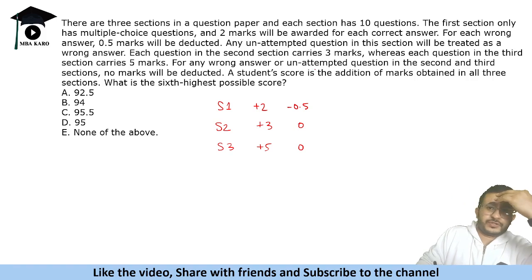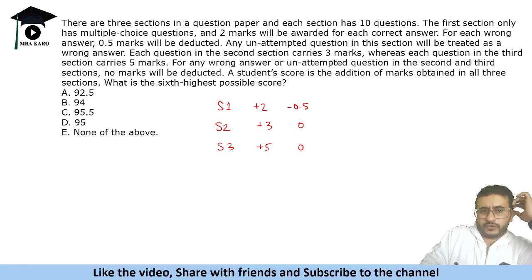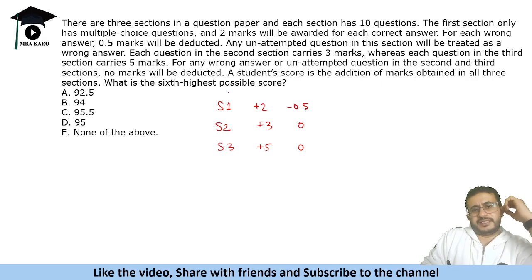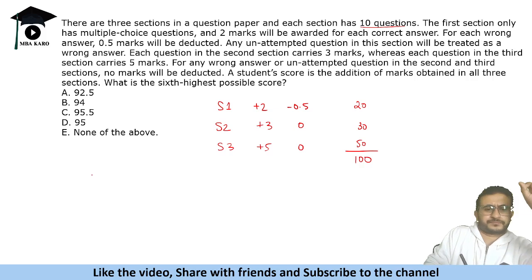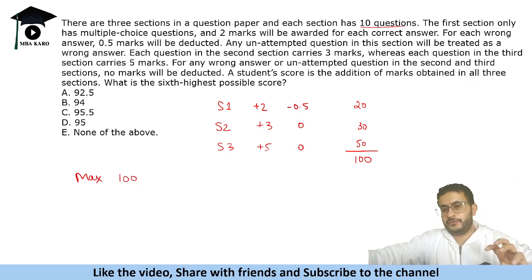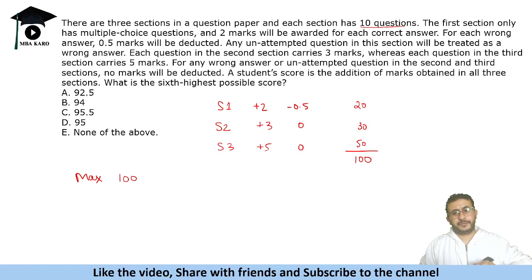A student's score is the addition of marks obtained in all sections. What is the sixth highest possible score? Okay. Now, first of all, each section has 10 questions. So 20 marks is the maximum in this. 30 marks is the maximum. 50 marks is the maximum. So maximum is 100. Okay. Now you will lose marks for not attempting a question or attempting it incorrectly. Okay.